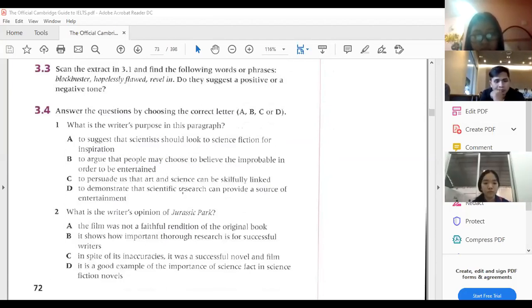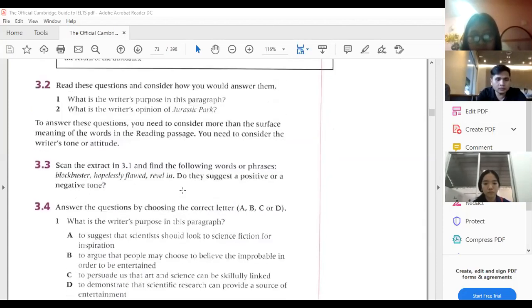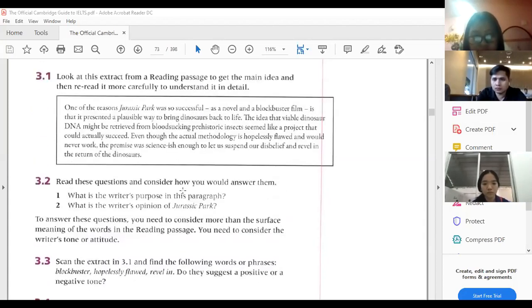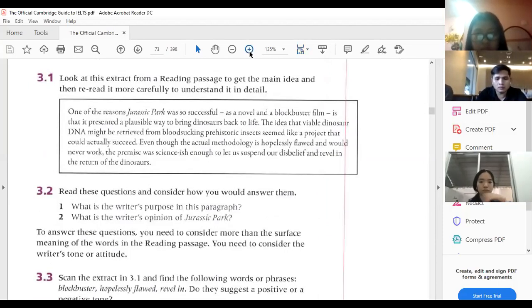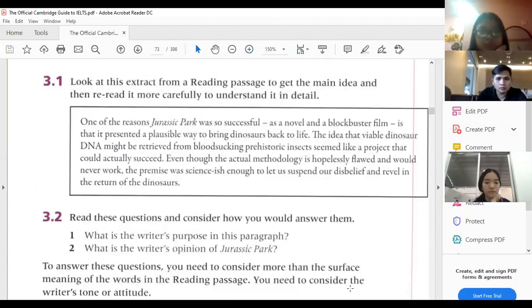So this one, it's like mostly you need to read and understand the purpose of the writer. So I think you should maybe take a picture of the passage because the passage is very short. I'll show the questions for you. Okay, let's go. So maybe you can screenshot the short paragraph.